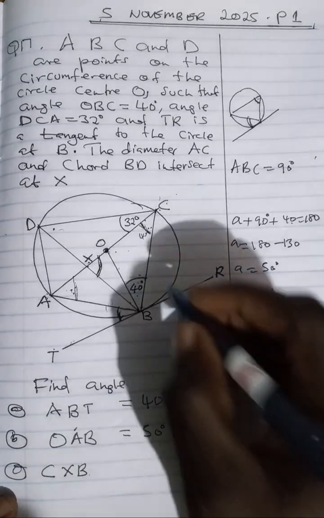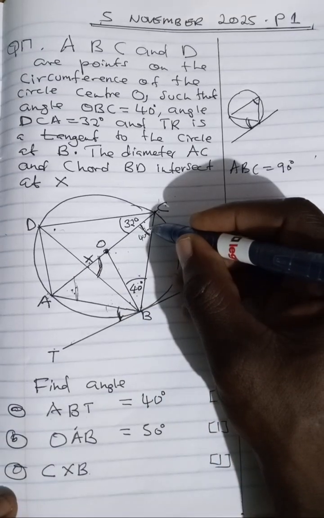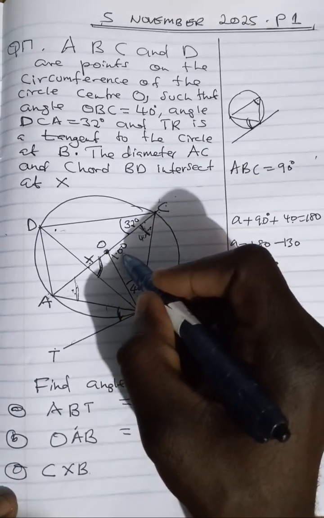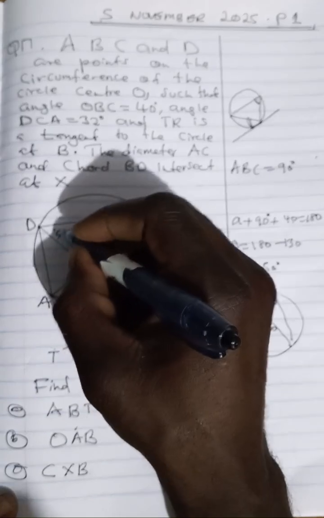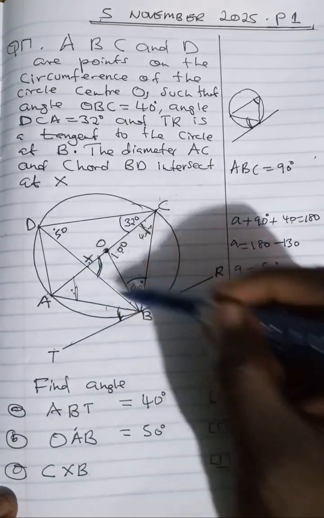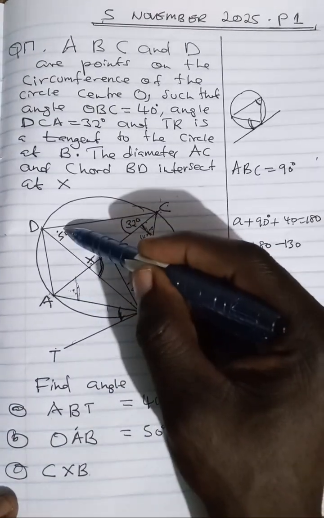Okay, so here, this is 40, this is 40. 40 plus 40 is 80. 80 from 180 is 100. If this is 100, half of 100 will give you the angle here, which is 50. If this is 50, also there's this property to say that angles in the same segment are equal. So if this is 50, also this is 50.